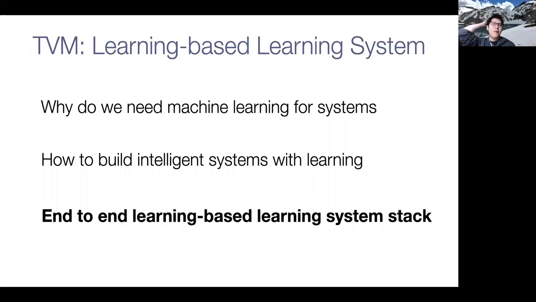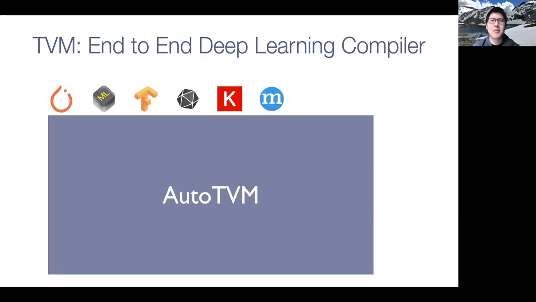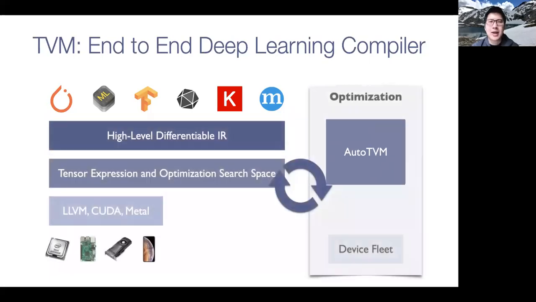Okay, so when we talk about how we can use machine learning to optimize the learning system, let me take a step back and talk about the other system perspectives of TVM. AutoTVM is an important part of a much bigger system called TVM, which is an end-to-end deep learning compiler. The idea is that we build a two-level intermediate representation that allows us to define a rich search space of program optimization, and then we can use machine learning to effectively optimize on that program space.